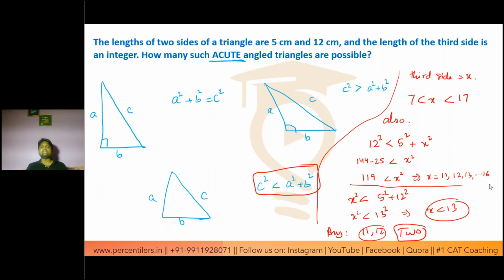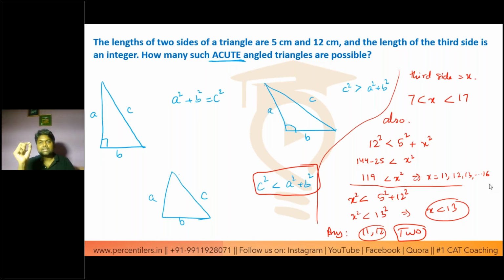समझ में आया? Only 11, 12 are the only possible values. The question becomes tough because again we look at only one aspect. We have to look at 360 degree. इधर से भी उधर से भी.